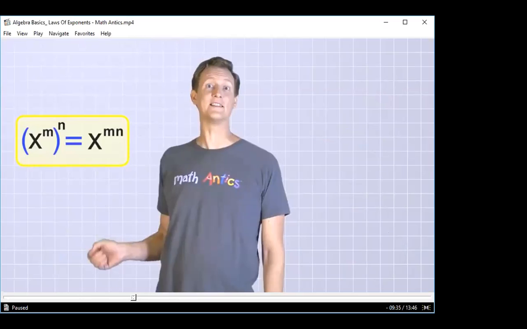Let me give you a question. If you have x to the power of 3 all to the power of 2, what is the answer? I'm going to keep x the same, and then what we have to do with those two numbers, 3 and 2? We are going to multiply them together. Then it will be 3 multiplied by 2 equals 6.